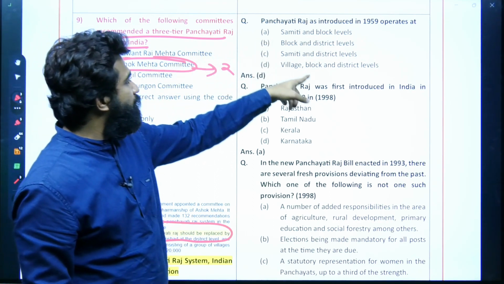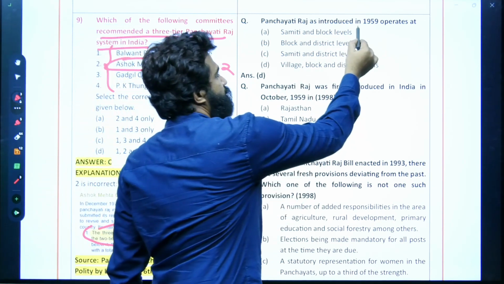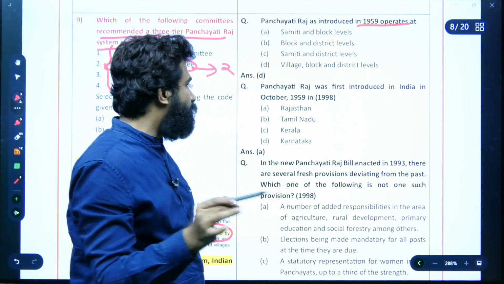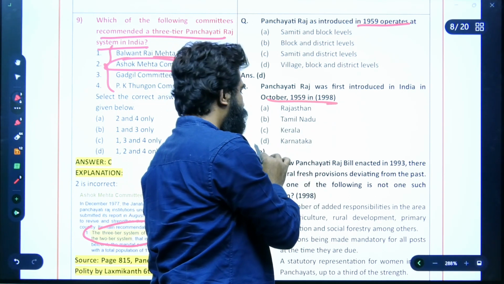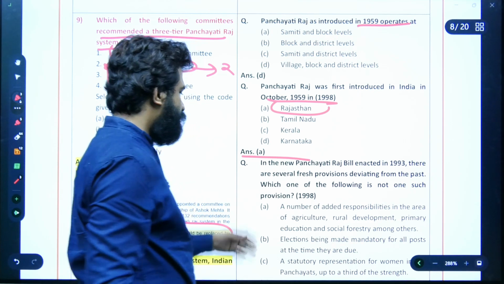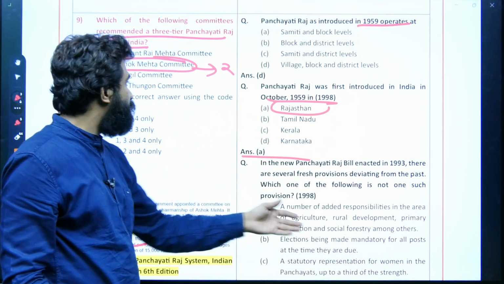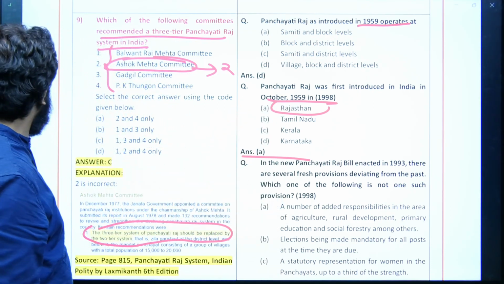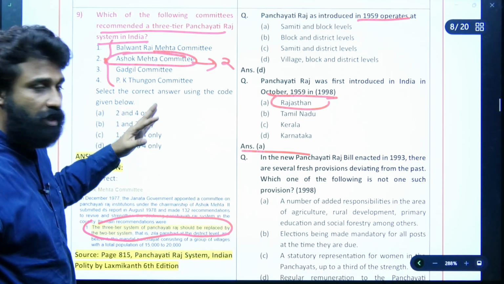The same type of questions were asked on the formation of the Panchayat Raj system and the recommendations, and in which region and which state the Panchayat Raj system was first established. Likewise, the questions were displayed here, these were the previous year questions. This is the 9th question, the option is C, and let us come to the 10th question.